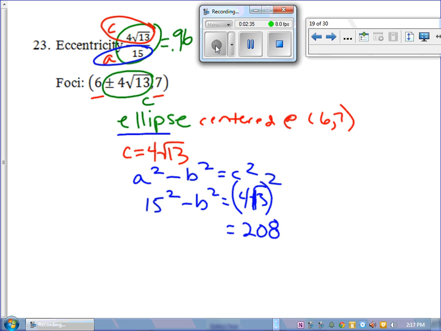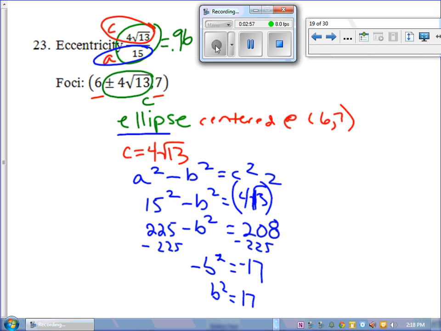15 squared is 225. And we're looking for B squared. So we're going to subtract 208 from both sides. And we get that negative B squared equals negative 17. Negative B squared equals negative 17. Then positive B squared equals positive 17. Therefore, B equals the square root of 17.